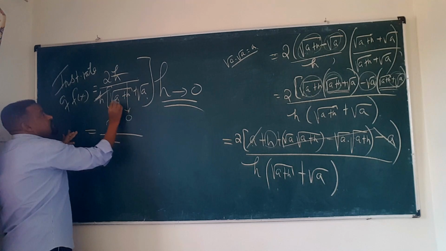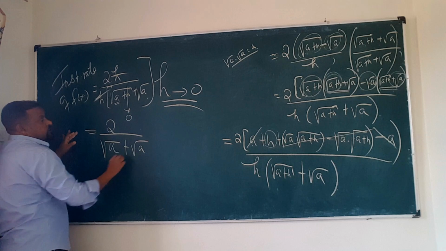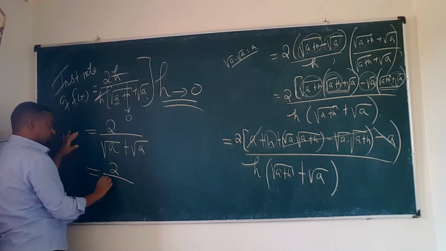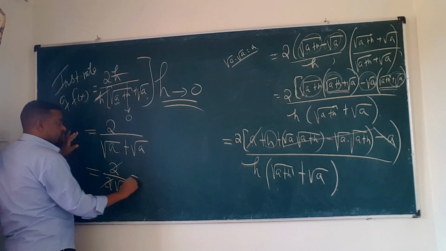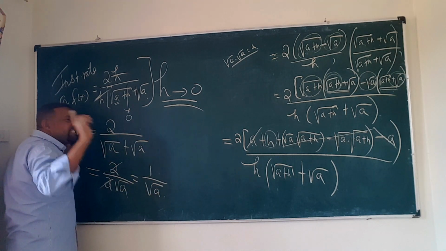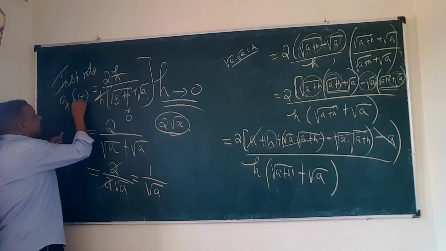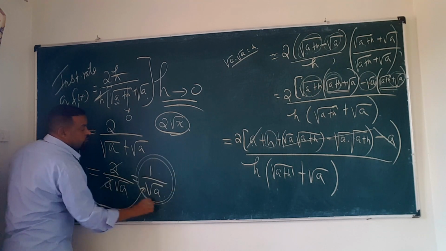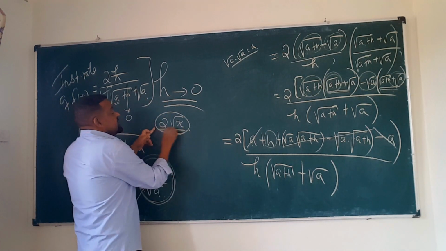ኦቨር ራዲካል፣ አሁን እዚህ ራዲካል ውስጥ h ወደ 0 ስለሚሄድ ምን ይቀራል? a ይቀራል። ፕላስ እዚህ ጋር ምን ይቀራል ደግሞ? ራዲካል a ይቀራል። So this will be 2 over radical a plus radical a, which is what? 2 radical a. ሁለት በምን ይጣፋል? በሁለት ይቀራል። ስለዚህ ምን ቀራው? 1 over radical of a. So the instantaneous rate of change of the function 2 times radical x is 1 over radical of a.